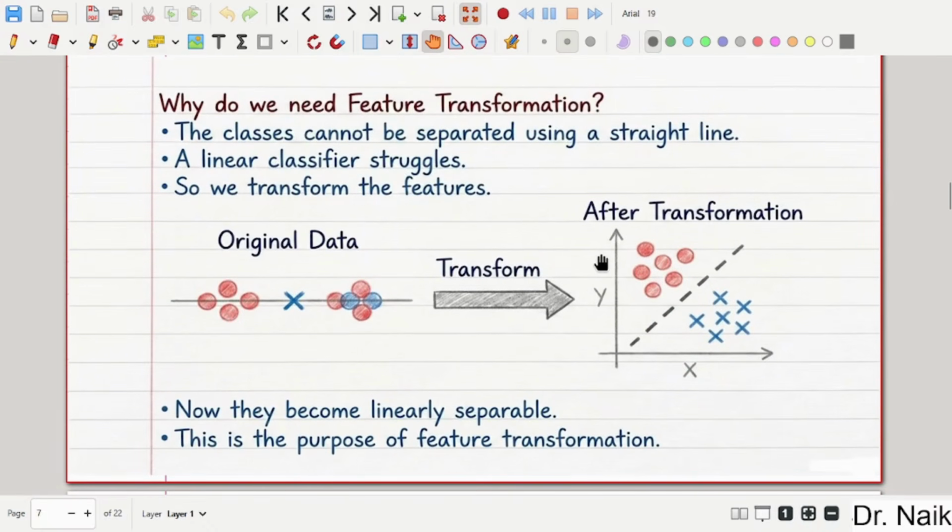But why do we need a feature transformation? There are some classes that cannot be separated using a straight line. A linear classifier struggles, so we transform the features. Now look at this original data. We cannot separate this data using a straight line, so we transform it. After transformation, they become linearly separable. So this is the purpose of feature transformation.